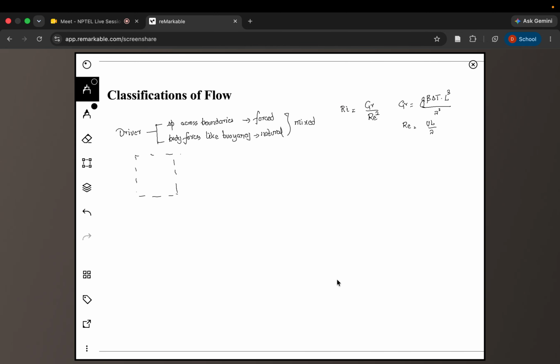And then there are other classifications also. And why is this important? It is because when we are solving a problem, we would always encounter that solving it as a mixed convection problem is much more difficult than solving it as a pure forced or a pure natural convection problem. So we have to first evaluate this number and decide which of the terms in our governing equations are important for the particular problem that we are solving.